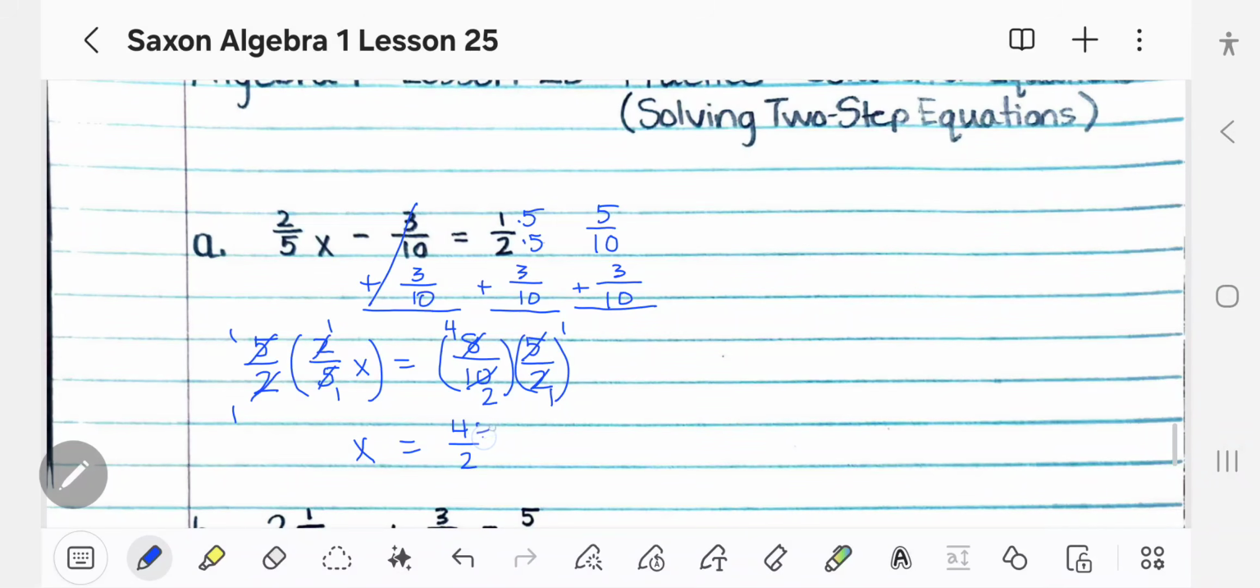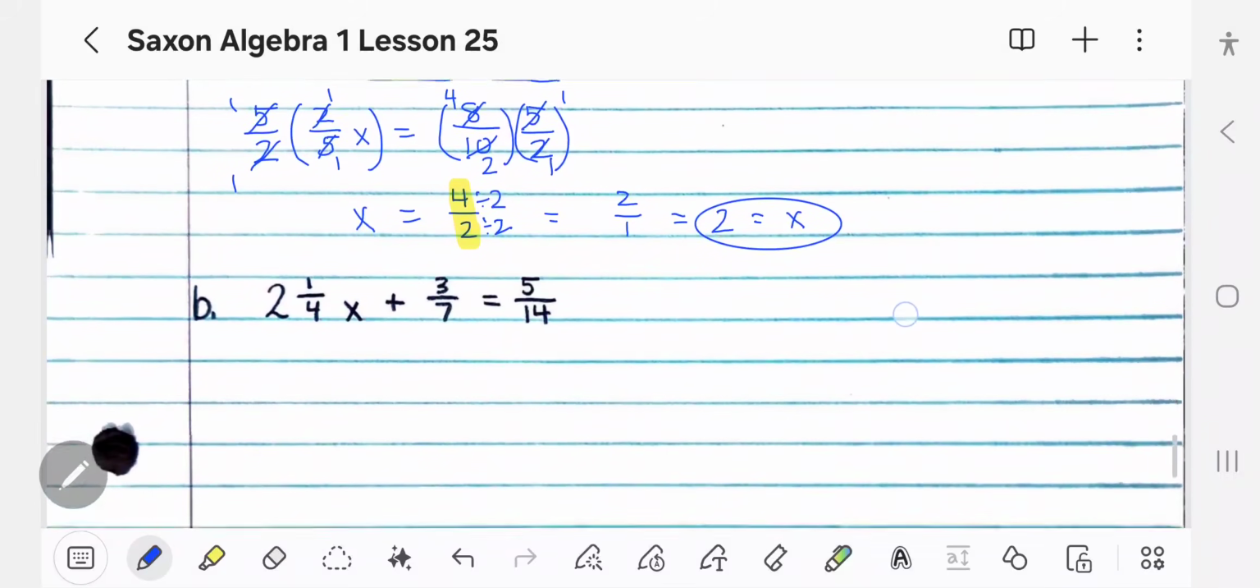Let's simplify that. Divide by 2 for both of them. And I end up with 2 over 1, which is just 2. So x is equal to 2, or 2 is equal to x. And you could have right here 4 divided by 2. That's just 2. So a lot of different ways to look at it.